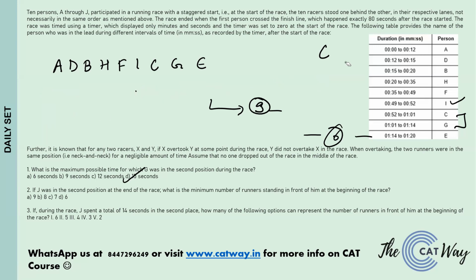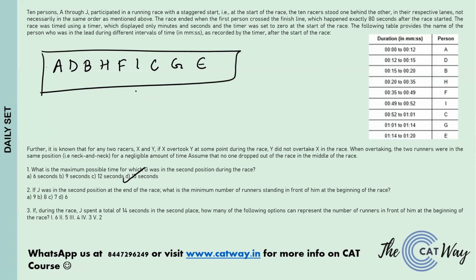Let's come to the second question. If J was in the second position at the end of the race, what is the minimum number of runners standing in front of him at the beginning of the race? So what does it say? We know this thing is always clear in the whole set, that J can occupy any place apart from the first position. That is something we know.